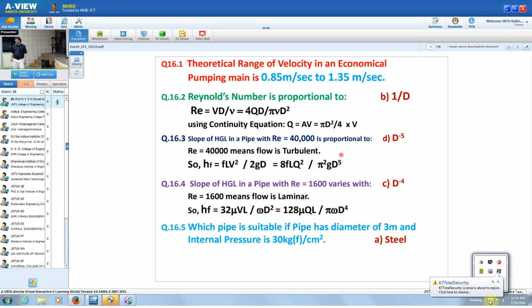Next. What is slope of HGL? hf by L is called the slope of the hydraulic gradient line. Slope S is equal to hf by L, where hf is head loss due to friction and L is the length of the pipeline. So hf by L is proportional to 8 f Q square by pi square g D to the power of 5. Now, same question: slope of HGL in a pipe with Re equal to 1600 varies with dash. You should understand that Re of 1600 means flow is laminar, which means the Hagen-Poiseuille formula is to be used. What is that formula? hf is equal to 32 mu V L by gamma D square.